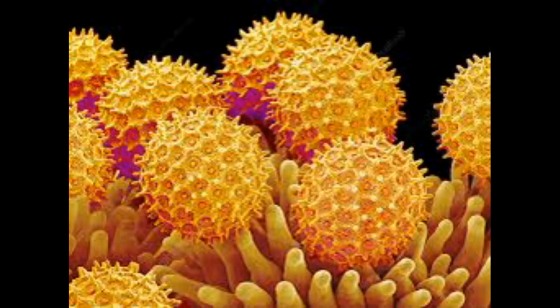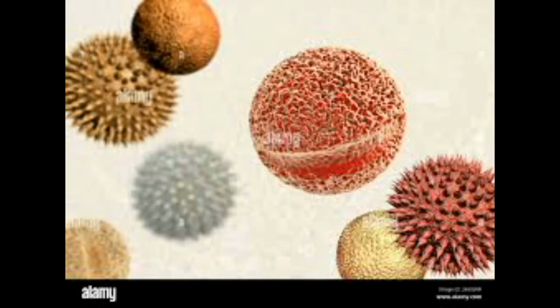Pollen grains can be considered as aeroallergens. Pollen grains of some plants which are present in the air cause allergy, and that's why these are called aeroallergens. Examples of aeroallergens are Chenopodium, Parthenium, which is considered as carrot grass, etc.